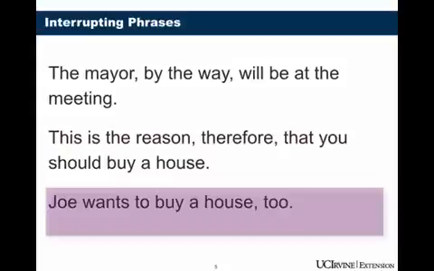In the last one, Joe wants to buy a house, too. Too is our interrupting phrase. Now it's actually at the end of the sentence, but it's extra information, and we have to separate it with a comma. If your interrupting phrase comes at the end of the sentence, you'll only use 1 comma.